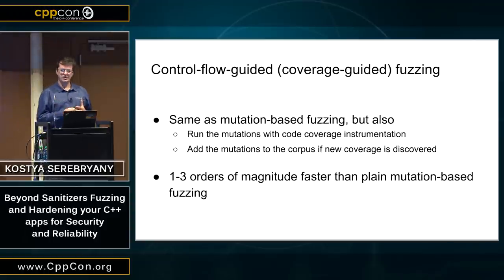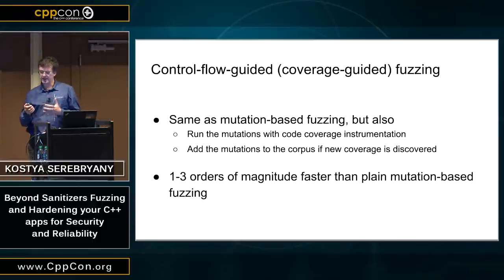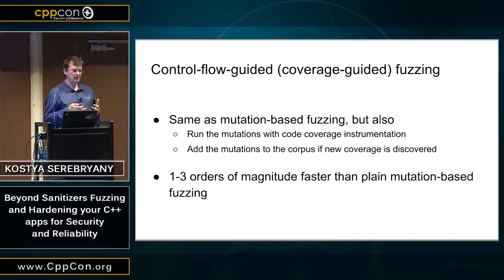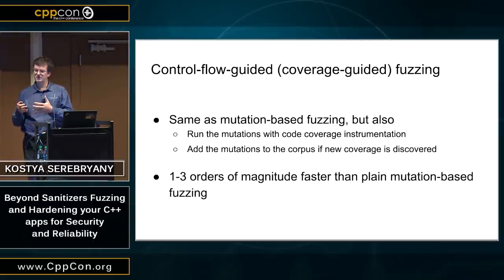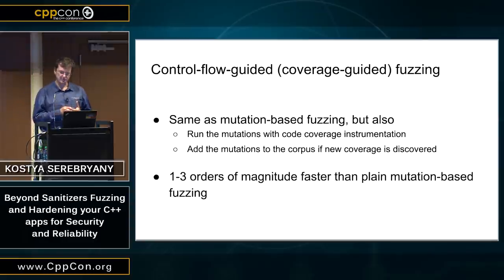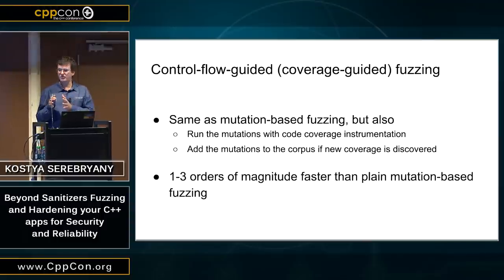The next step for mutation-based fuzzing is what we call control flow guided fuzzing, or sometimes coverage guided fuzzing. It is the same thing as mutation-based fuzzing, but with some additional steps. So the first key thing is that you need to run all the tests with some kind of instrumentation that provides you the coverage feedback, that tells you where the application has been running while executing this particular input. And you need to know when you've hit something new. You need to be able to say, okay, this input triggered some new code path that we have not seen before, or maybe that we have seen before, but very few times.